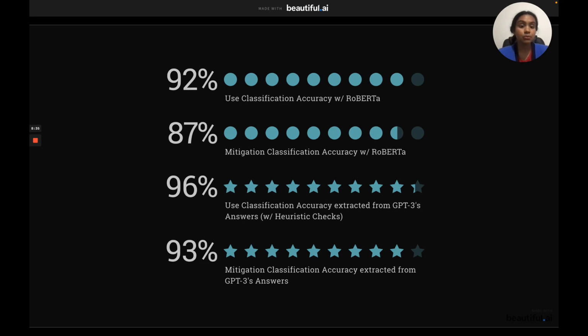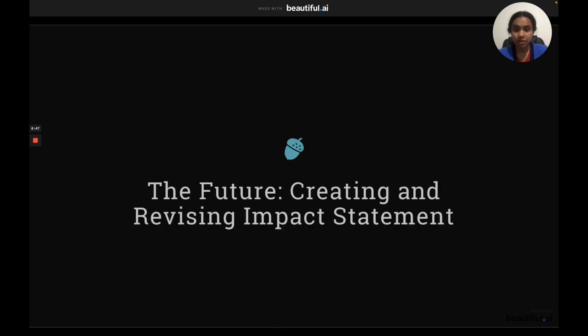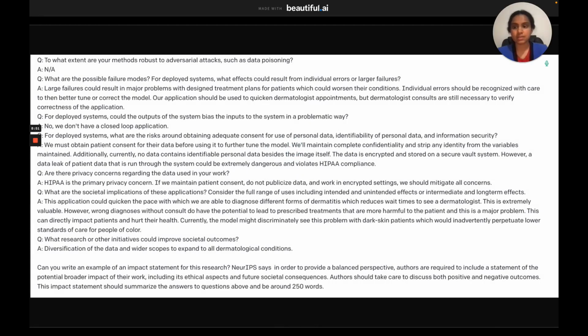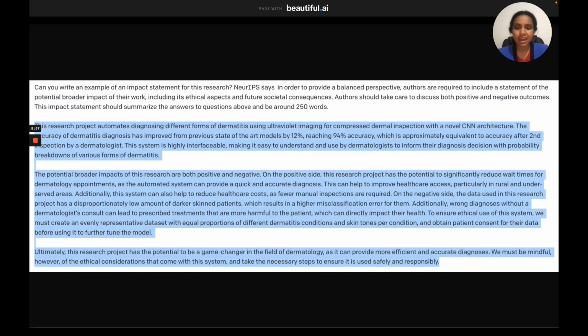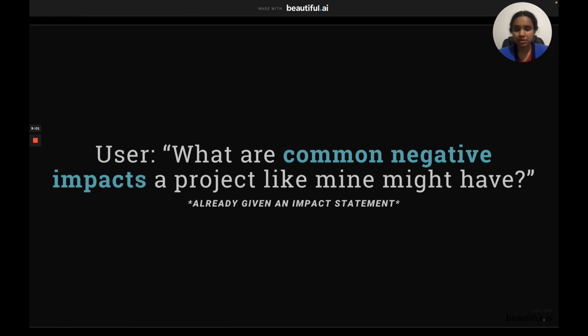This is significantly more effective even in identifying when negative use cases and mitigation classification should be touched. In fact, 4% more accurate on use classification and 6% more accurate on mitigation classification. Thus, ultimately, we can look to a future where we talk about creating and revising impact statements. However, in this case, GPT is really rigid. It requires a series of questions and answers. We have to have some kind of set prompt and an ask. So it'll lack creativity in being able to come up with more nuanced impact statements.